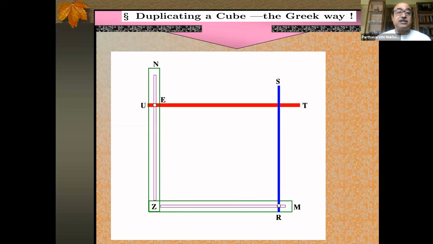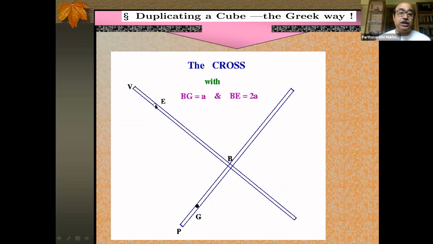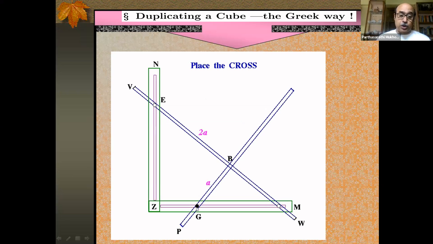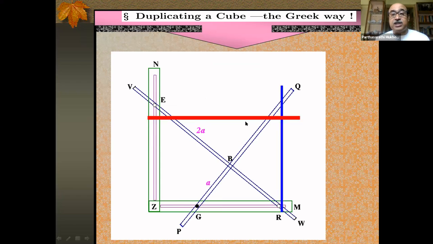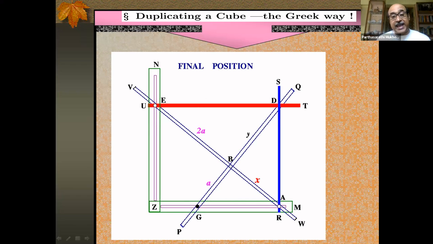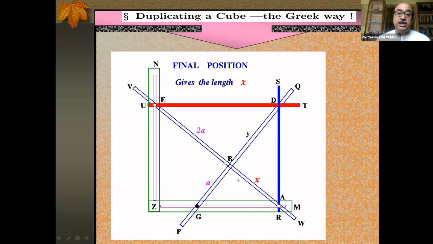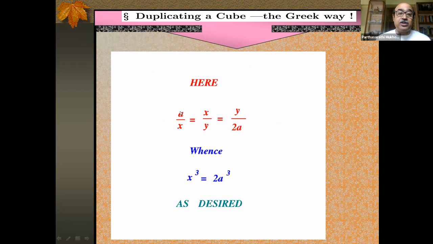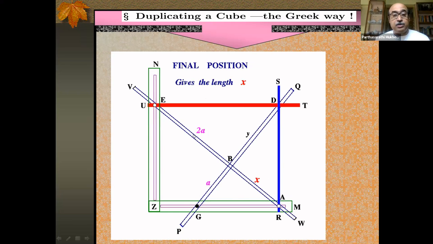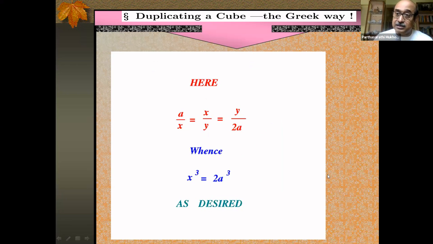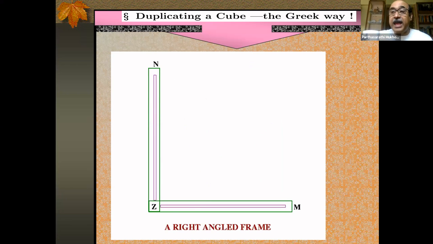So this is a slider, this is the mechanism, and then you have this done. You construct this, make this engineering yourself, fix it here by screw. This much is length a and this much is length twice a. And then make the sliders move in such a way that you find the unknown length. That's x, and call this length y, and then use the similarity of these three triangles that you see. That x is the length because a by x equal to x by y equal to y by 2a. You just get rid of y, simplify, and you see x cubed is equal to twice a cubed. So that's the length x. That's the genius of Archimedes, finding x by a machine.